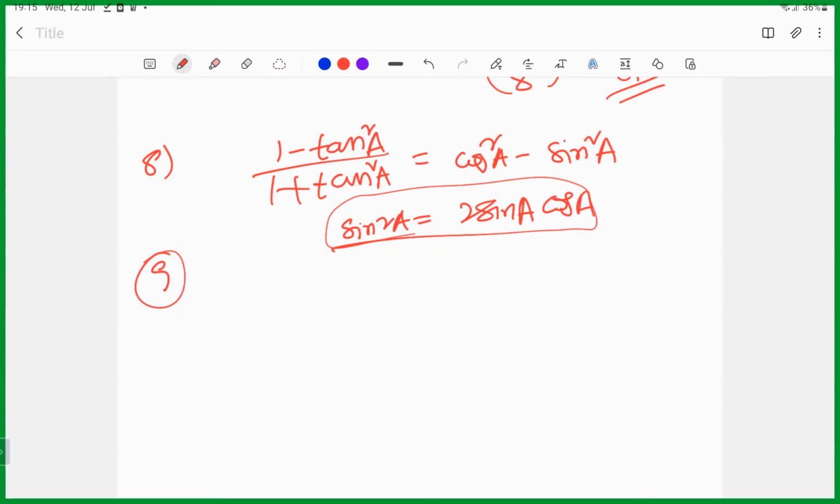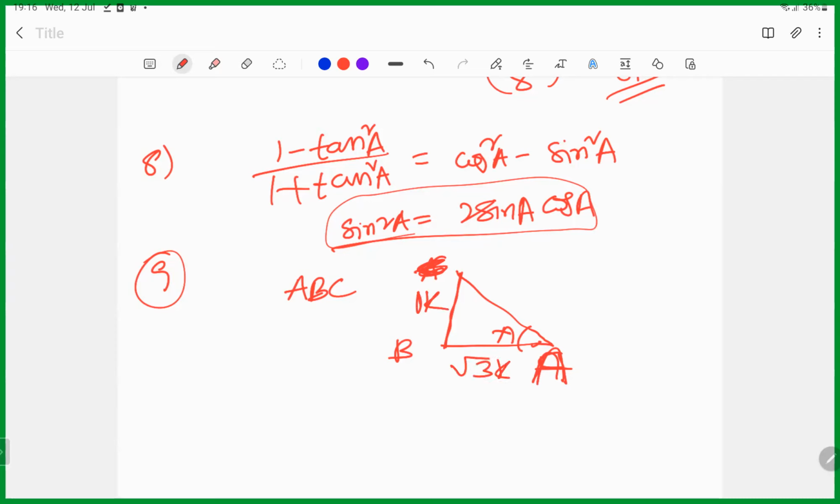Okay, so there is a right angle triangle ABC. Right angle is at B, and tan A is given as 1 by root 3. Let's say you can take A, B, C, right? Given tan A equal to 1 by root 3, so 1k here and root 3k here. Then the hypotenuse will be 2k, right? 2k, correct?